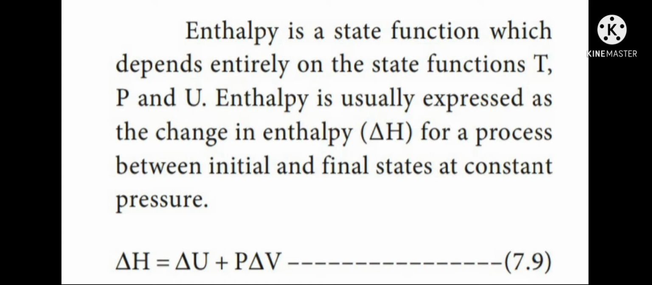At a constant pressure, the change in enthalpy delta H for a process between an initial state and a final state is given by delta H equals delta U plus P delta V, where delta H is equal to H2 minus H1, delta U is equal to U2 minus U1, delta V is equal to V2 minus V1, where pressure remains constant.